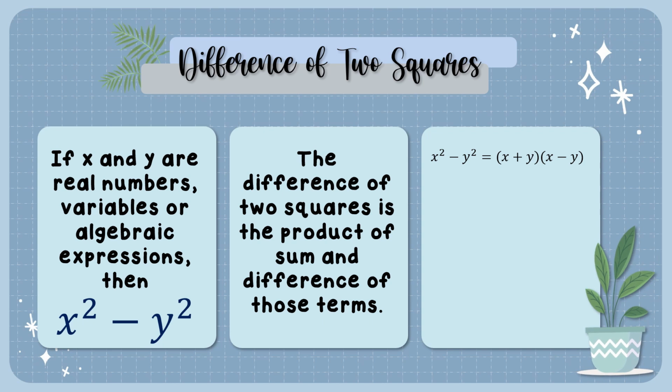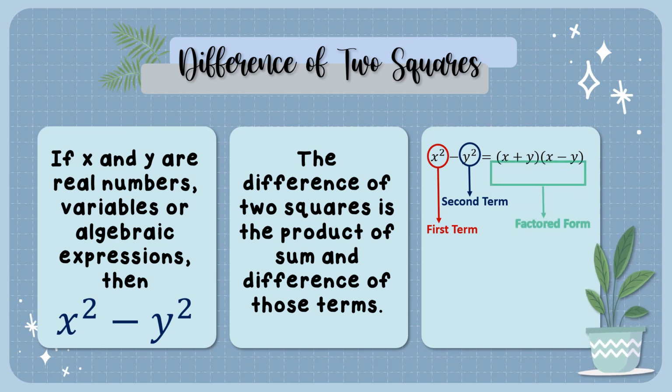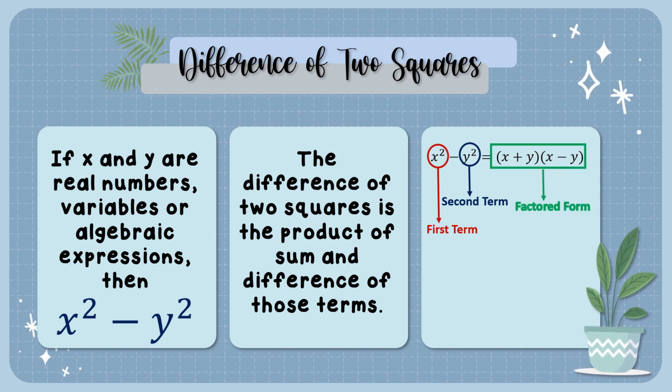In the third table or chart, we have here x squared minus y squared is equal to the quantity of x plus y multiplied to the quantity of x minus y. X squared here is our first term, and y squared is our second term. And these two quantities are our factored form. The factored form is what we are hoping to achieve in factoring the difference of 2 squares.